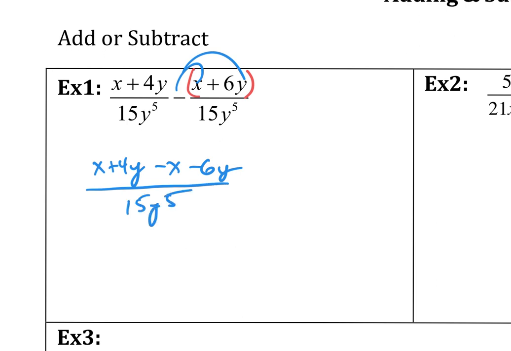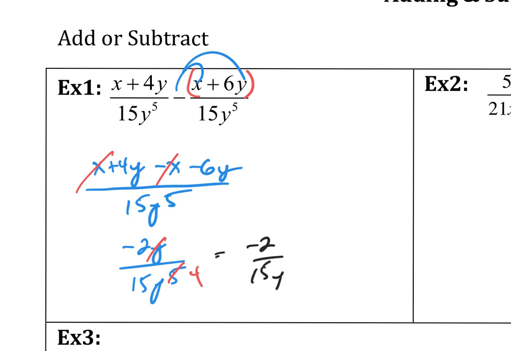If we simplify things, if I subtract my x's, they'll cancel out completely. And then we have 4 minus 6, which should be a negative 2y over 15y to the fifth. And now that we have a single rational function, we don't have a plus or minus, we can do what we did with the previous lesson, where we factor and simplify. I can't really factor things, but I can definitely simplify. The y can simplify with the y to the fifth and make it a y to the fourth, which means that our final answer would then be negative 2 over 15y to the fourth.